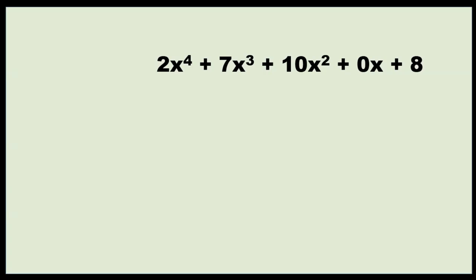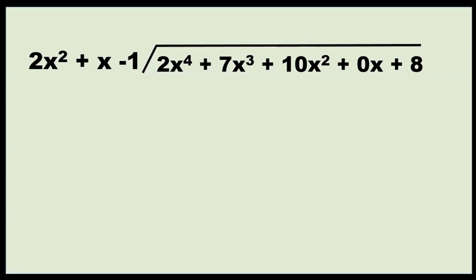So we have to divide 2x raised to 4 plus 7x cubed plus 10x squared plus 0x plus 8. Again, we insert 0 for the missing term. Divided by 2x squared plus x minus 1. Okay, so this is the first step. We're going to focus on the first term, which is 2x raised to 4.